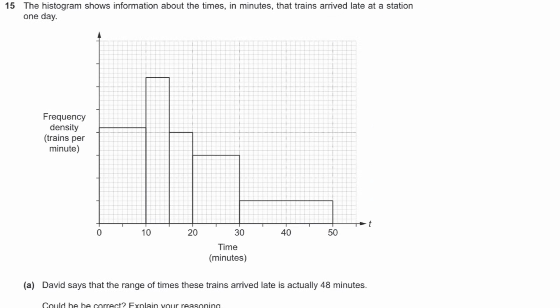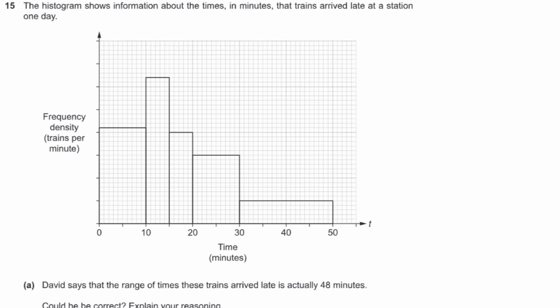Okay? Question 15. The histogram shows information about the times in minutes that trains arrived late at a station in one day. So on the y-axis we've got the frequency density, which is trains per minute, and then on the x-axis we've got time in t minutes. David says that the range of times that these trains arrived late is actually 48 minutes. Could he be correct?